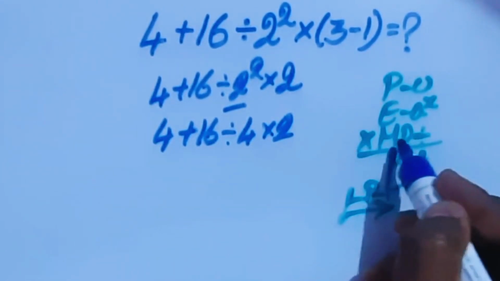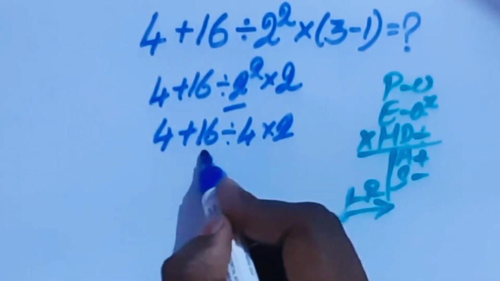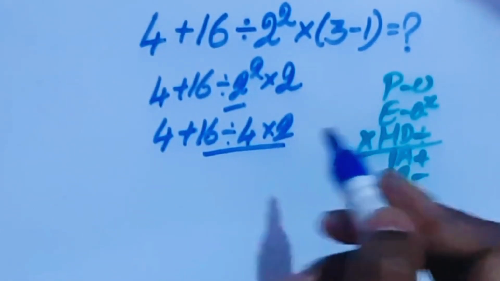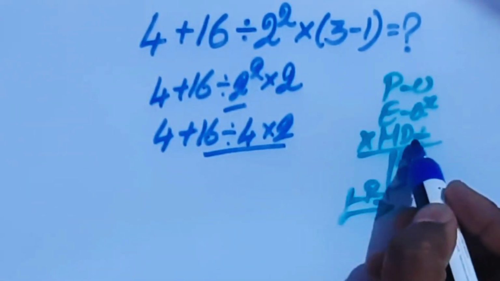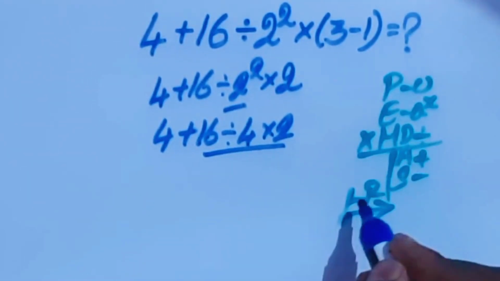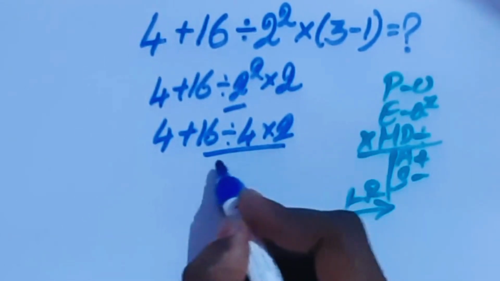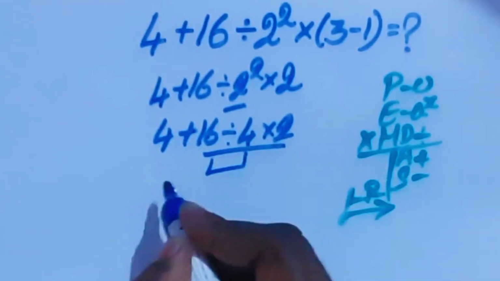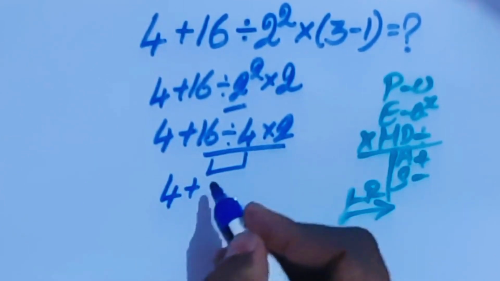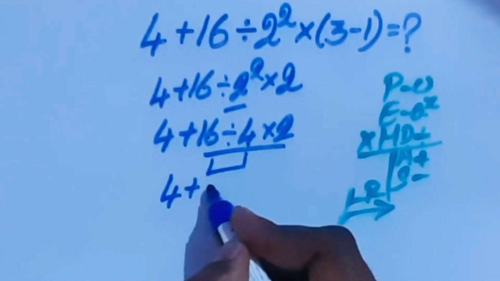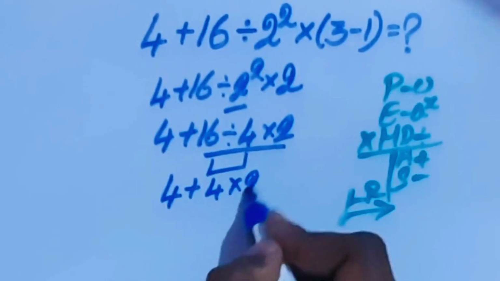Here next priority is multiplication and division. Here we have division and multiplication. We have to do this division and multiplication before this addition. Here multiplication and division are equal priority. For this equal priority, we have introduced this left to right rule. Here left to right is 16 divided by 4. So we have to do the 16 divided by 4 before any other operation. So 4 plus 16 divided by 4 is 4 times 2.